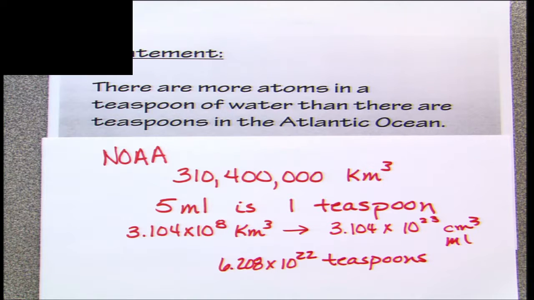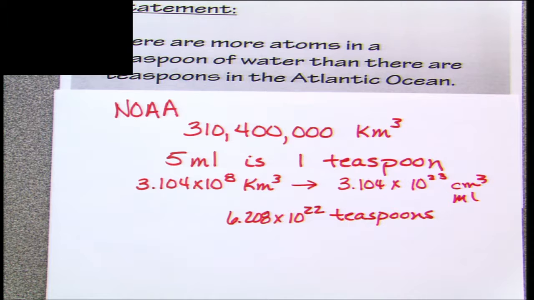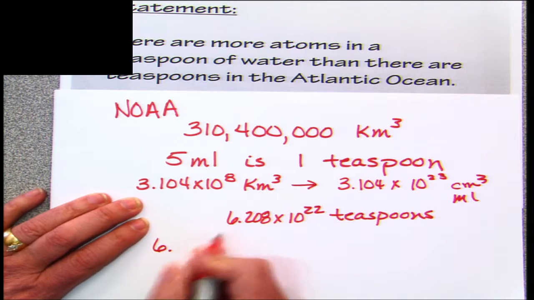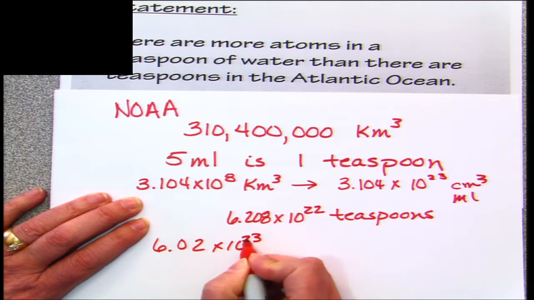Okay. So I need the number of atoms. Moles. How many moles in a teaspoon? You'd have to use moles, that's for sure. I need the number of moles. So that's 6.02 times 10 to the 23rd. That's the number of atoms per mole, right? That's the number of atoms per mole.